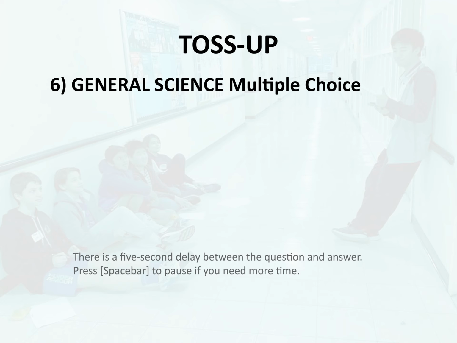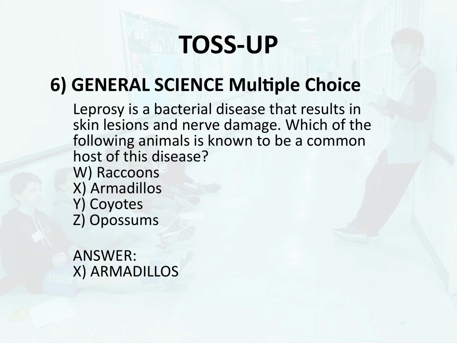Toss-up 6. General science. Multiple choice. Leprosy is a bacterial disease that results in skin lesions and nerve damage. Which of the following animals is known to be a common host of this disease? W. Raccoons, X. Armadillos, Y. Coyotes, Z. Possums. Answer: X. Armadillos.